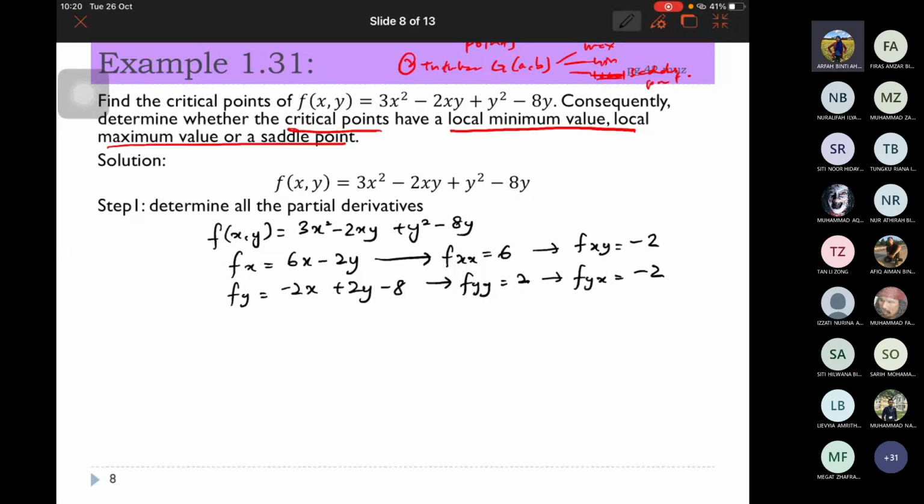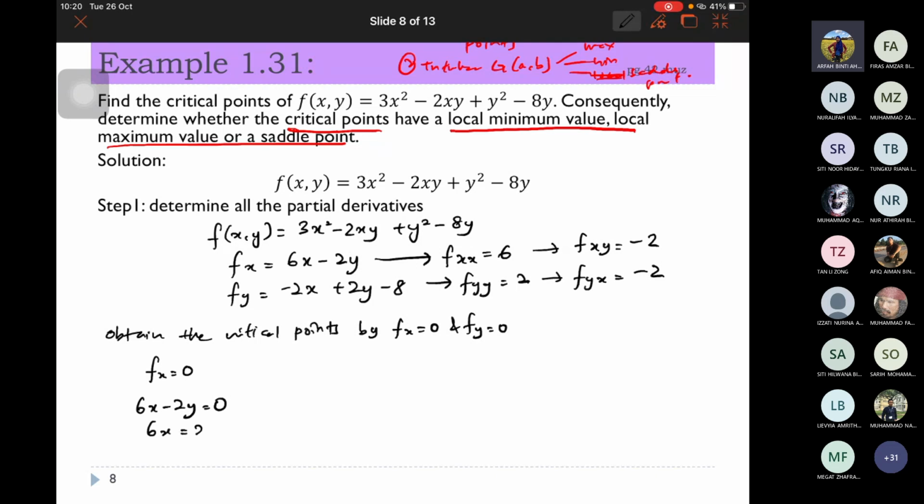So step kedua, obtain the critical points. Okay. Obtain the critical points by samakan fx equal to 0 and fy sama dengan kosong. Okay. Fx equal to 0. 6x tolak 2y sama dengan kosong. That means 6x sama dengan 2y. Okay. Y sama dengan 3x.